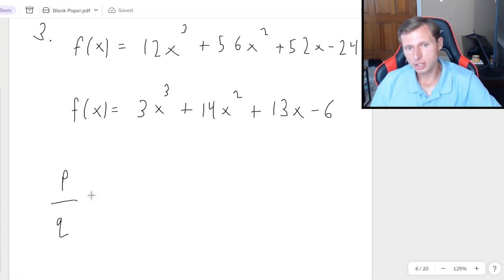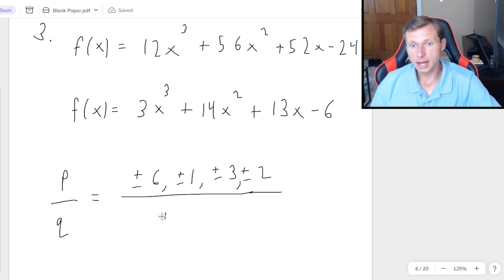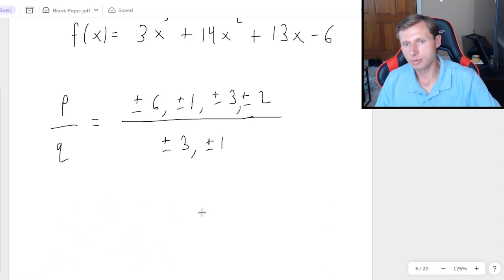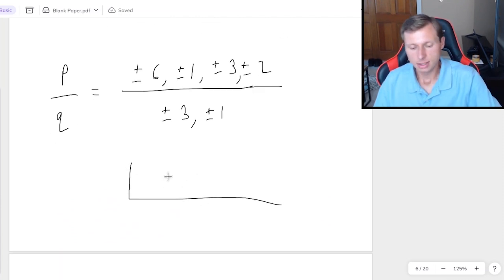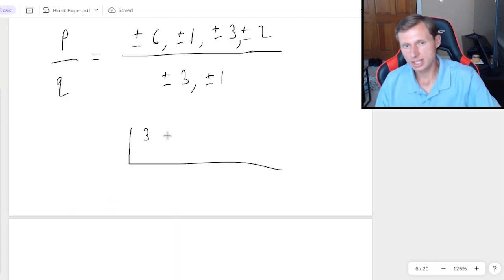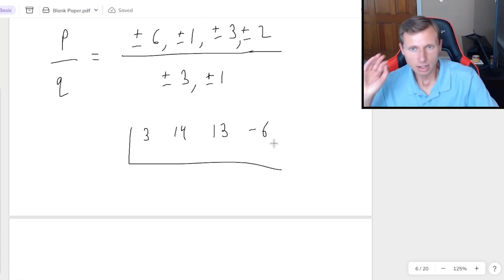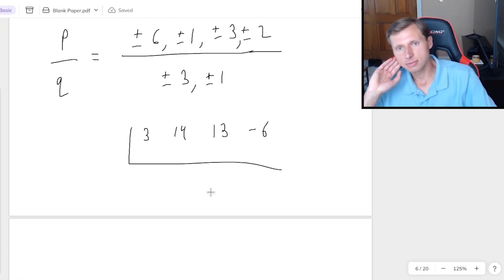Okay, so P over Q is going to be plus or minus 6, plus or minus 1, plus or minus 3, and plus or minus 2, divided by plus or minus 3 and plus or minus 1. And then for the synthetic division, the setup is 3, 14, 13, and negative 6. If I think to myself, just like the easy ones, positive, negative 1. Positive 1 definitely won't work because I just keep adding positive numbers.